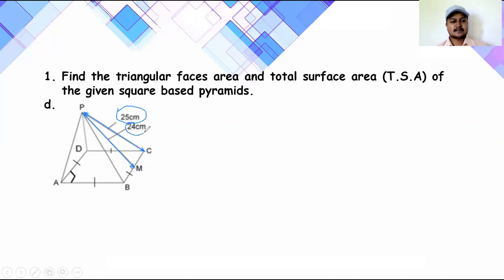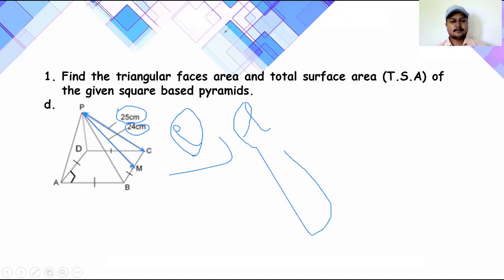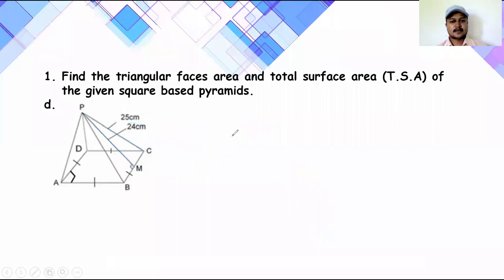This is the slant height. So edge as well as slant height L, these two things are given to us. If these are given, we can find out the length of base by using a formula. And after finding the length of this base BC, we can use the formula for total surface area and the formula for area of triangular faces. Okay, let me repeat once again.